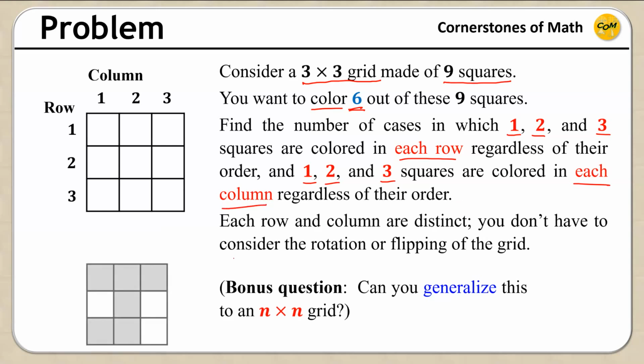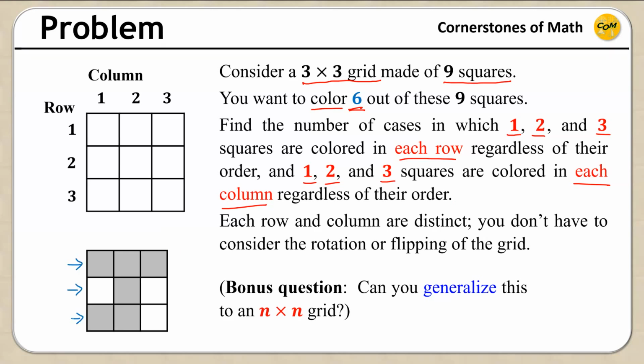For example, if we color 6 squares like this, then from the perspective of rows, we have rows with 1 colored square, 2 colored squares, and 3 colored squares. And then from the perspective of columns, we have columns with 1 colored square, 2 colored squares, and 3 colored squares. Just like my 4x4 grid video, each row and column are considered distinct, so you don't have to consider the rotation or flipping of the grid.